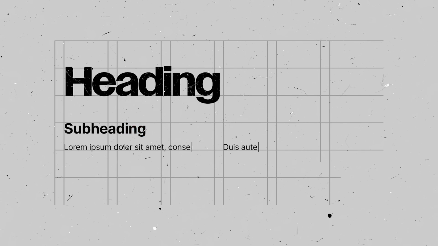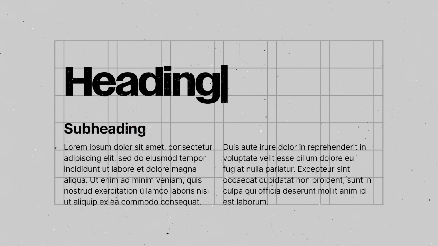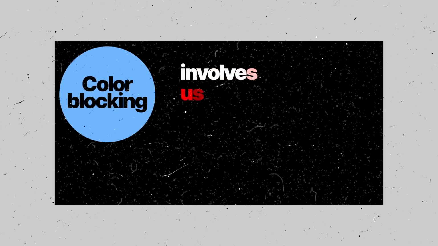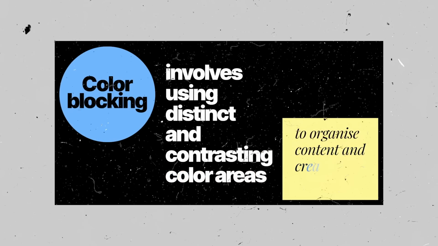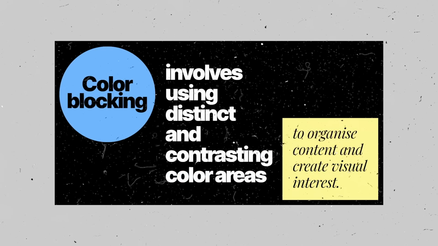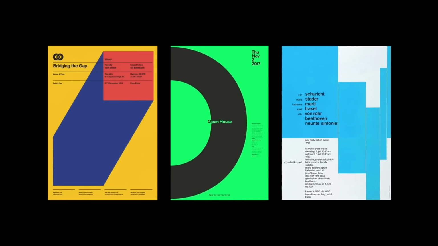Graphic design layouts, when taken to the next level, go beyond just laying out design elements on a grid, and a higher level of thinking goes into it. For example, take color blocking as a technique. Color blocking involves using a distinct and contrasting color area to organize content and create visual interest. But it's probably not as simple as you think, because color blocking goes beyond just the aesthetic appeal. When done properly, it becomes a powerful tool for organizing information and enhancing the clarity of complex design layouts.